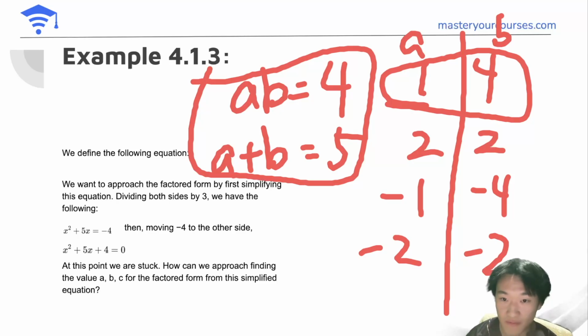Well, 2 plus 2 is not 5. If you add negatives together, you don't get a positive number, so that's already out of the question. So 1 and 4 must be the only one. And it works. So that's great.